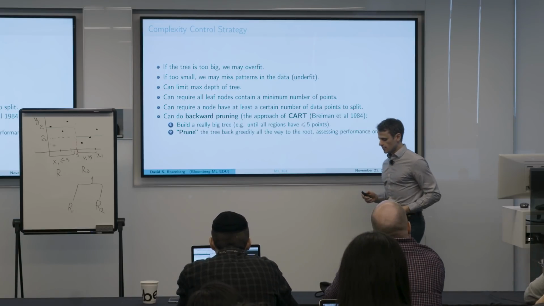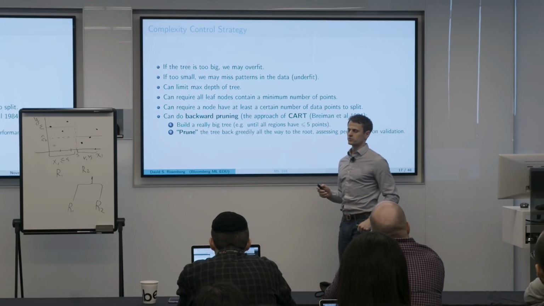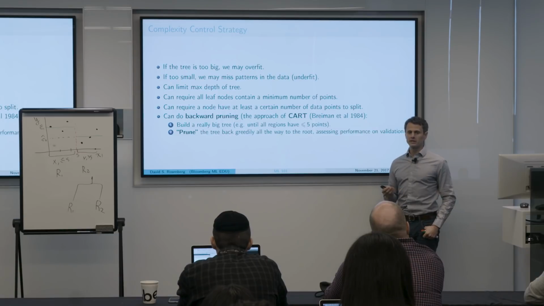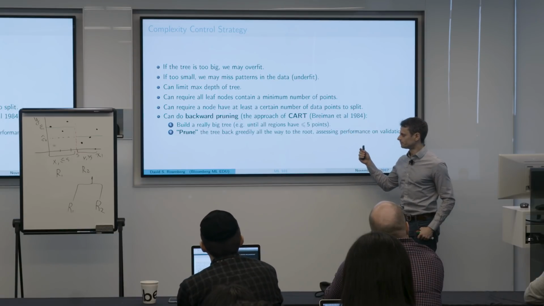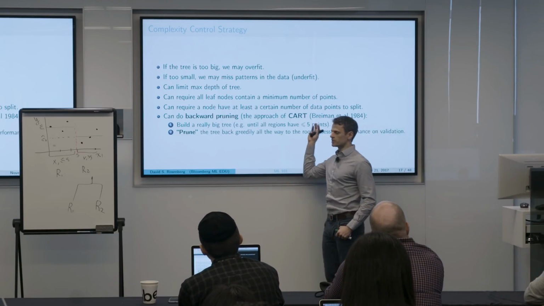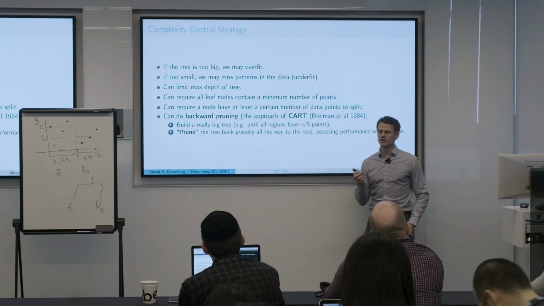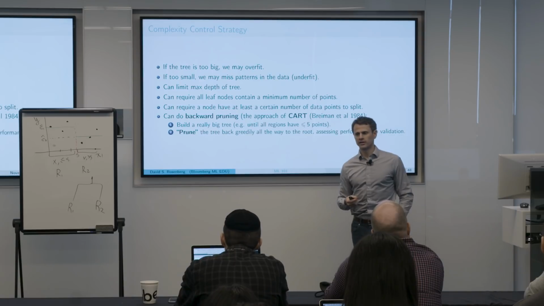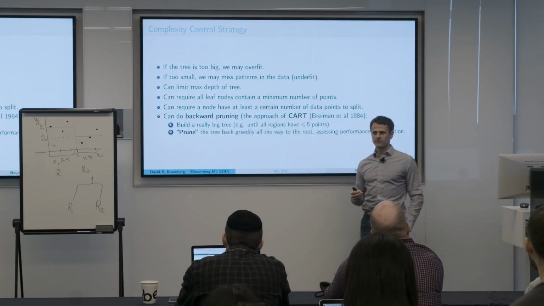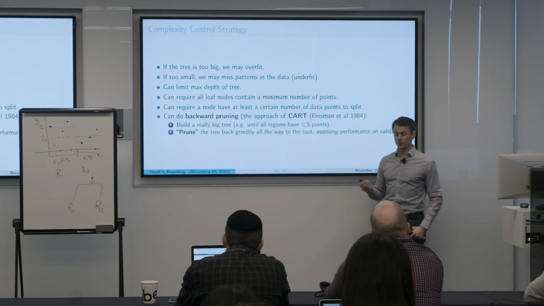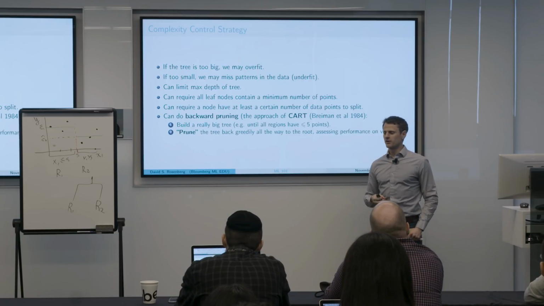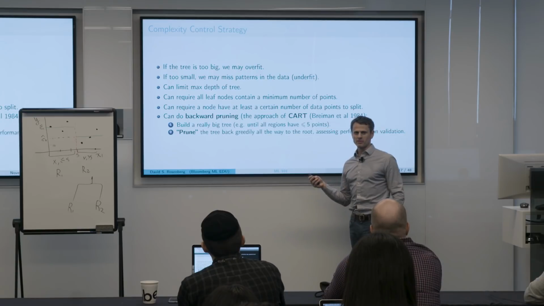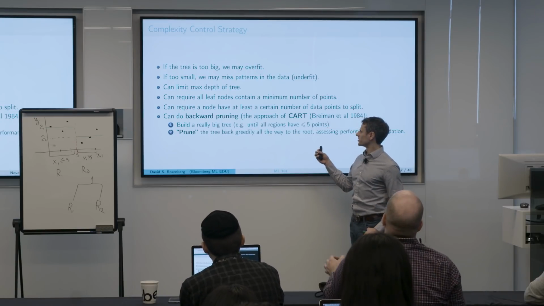But the one very powerful approach that seems to have worked very well empirically is called backward pruning. It's the approach used by CART. CART stands for classification and regression trees. It was invented by four superstars of machine learning: Breiman being the head author, the first author, Friedman, Olshen, and Stone. Those names will come up again in different parts of this lecture.